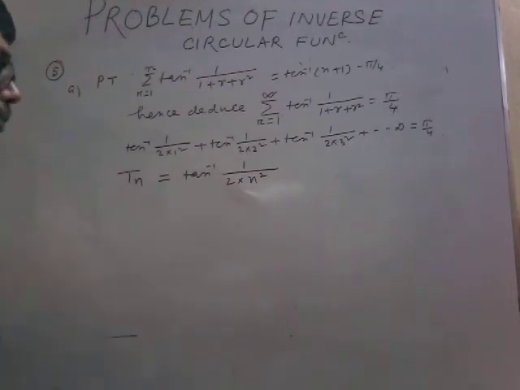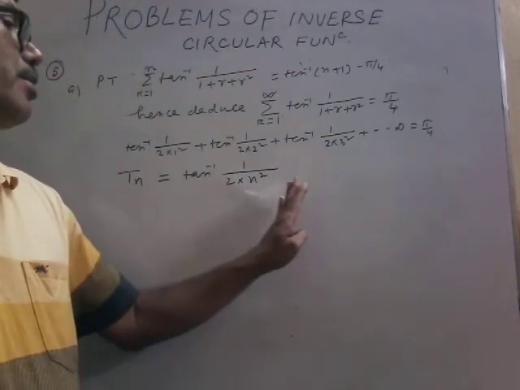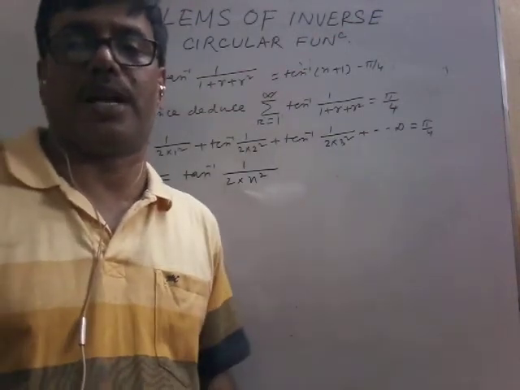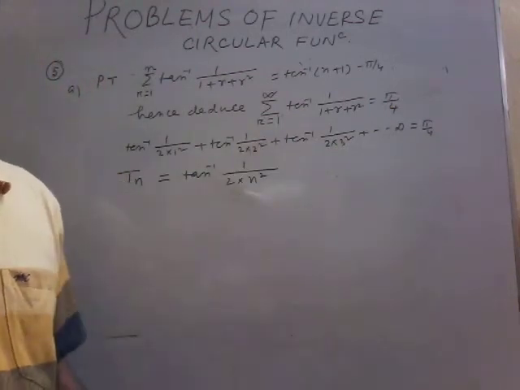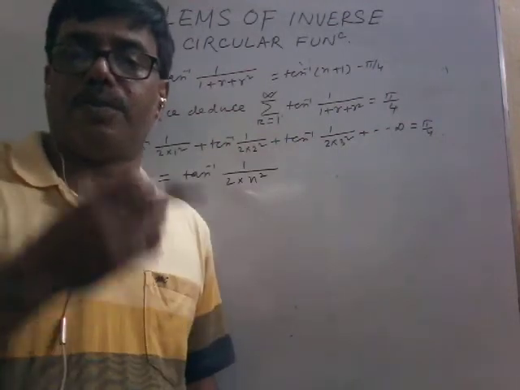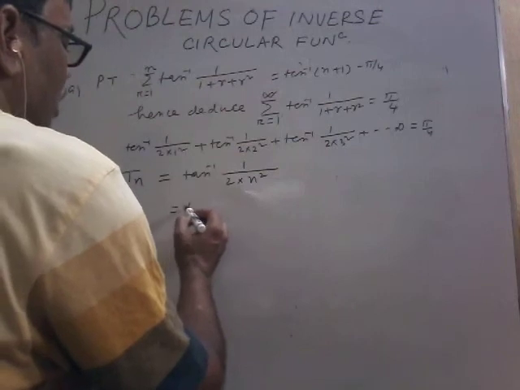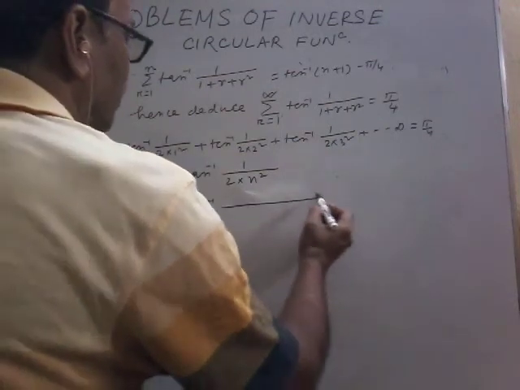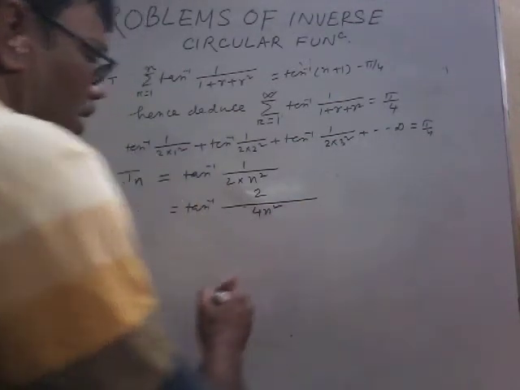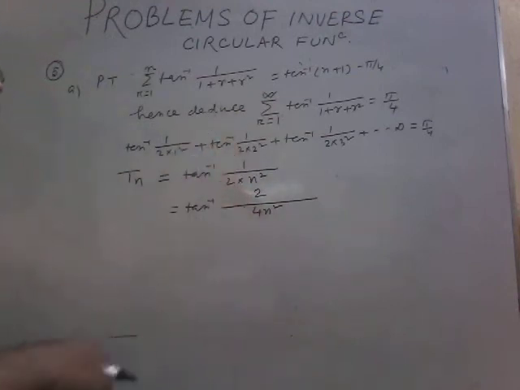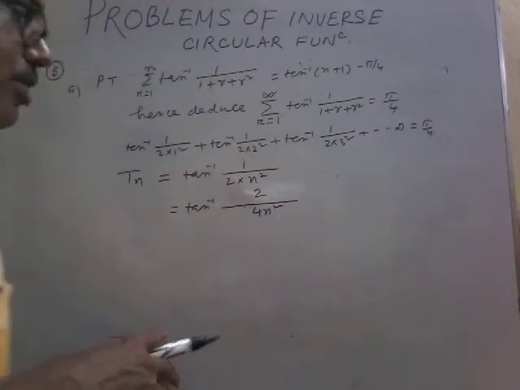So our main aim is to find Tn. So this is Tn. Now our main aim will be to express it as a difference of two tan inverse terms in AP series or GP series. This is our main aim. Try to write it as a difference of two terms. Now look, tan inverse, you can write it 2 by 4n square. Why we are multiplying numerator and denominator by 2? This will be clear from the next step.